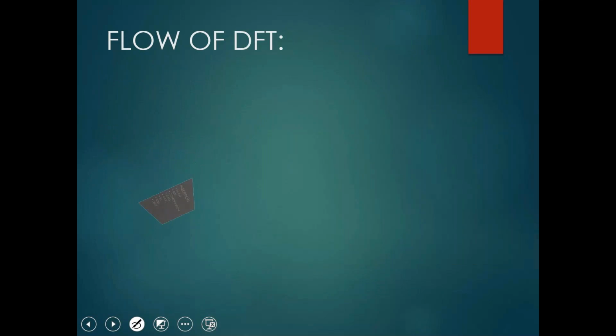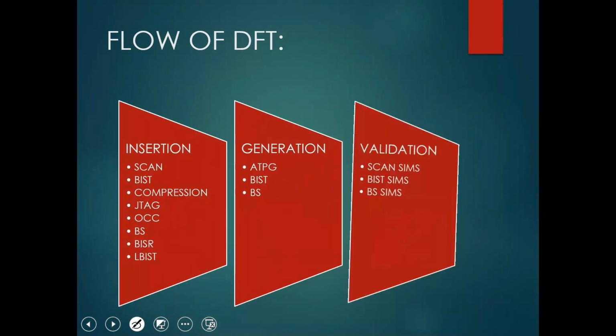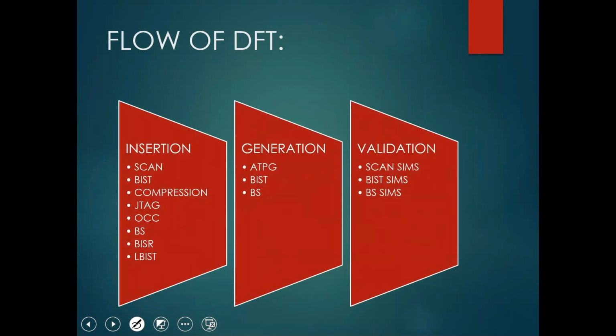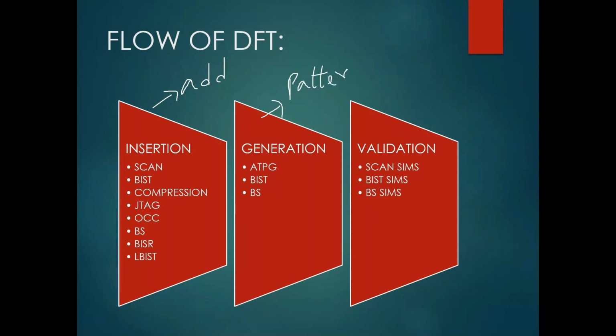So this is the flow of DFT that I have. Whatever we have discussed so far, I segregated into three steps: insertion, generation, and validation. Insertion is where you add the extra circuit. Generation is where you generate the patterns or test cases, the golden vectors. Validation is where you simulate and verify them before you give them to the tester. So I call the flow of DFT insertion, generation, and then validation.